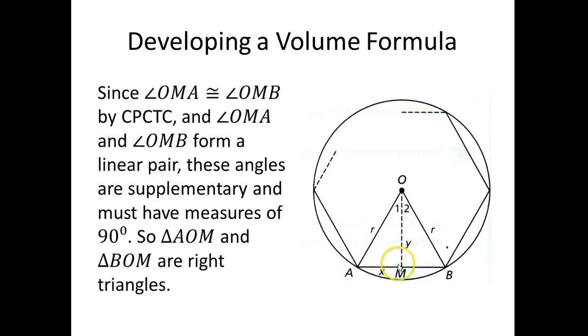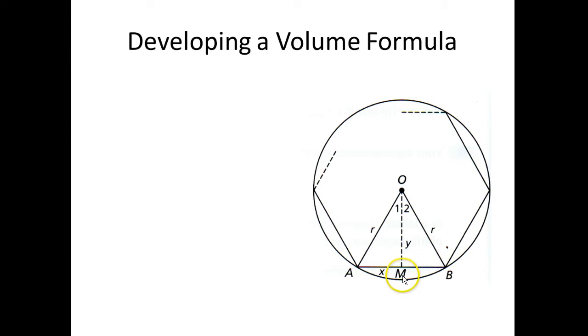Now, since angle OMA and angle OMB are congruent, because they're corresponding parts of congruent triangles, and notice also that they form a linear pair, these angles have to be supplementary. In other words, they add up to 180 degrees. So that means each one of them, since they're congruent, has a measure of 90 degrees. So triangles AOM and BOM are right triangles.